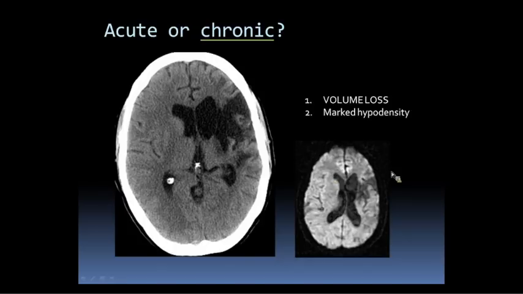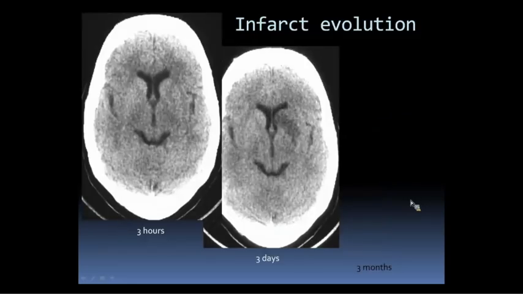And here's a diffusion showing that this is not bright and confirms that it was a chronic infarct. And so just an example of infarct evolution. So this is at 3 hours. It's essentially normal in this case. And at 3 days, we see this well-defined infarct involving the striatum, so the caudate and the putamen.